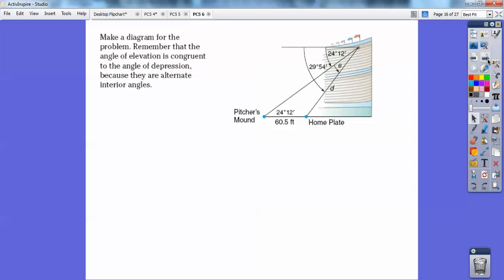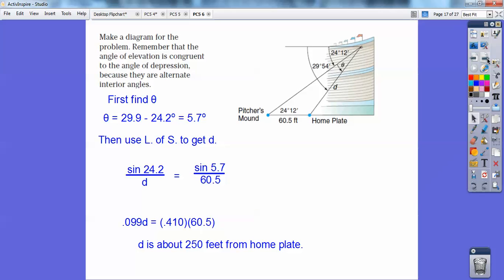So here's a picture right here. Okay, so he's up in the stands right here, and he has this angle of depression of 24 degrees and 12 minutes to the pitcher's mound, and he has this angle of depression to home plate to be bigger, 29 degrees and 54 minutes right there. Okay, so what I'm going to do right here is find this angle by taking the big angle and subtracting off this angle right here. And I find out that angle theta is 5.7 degrees.